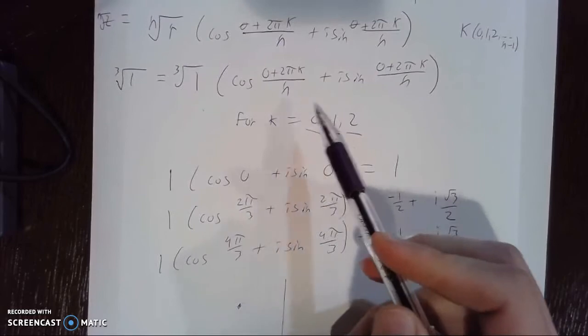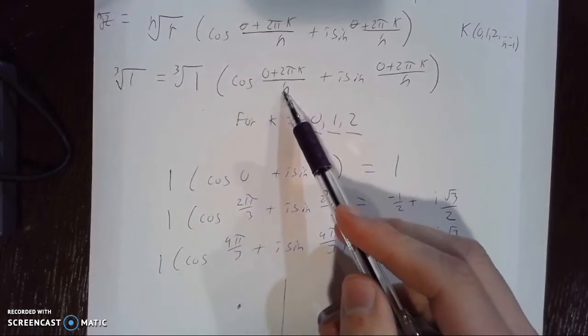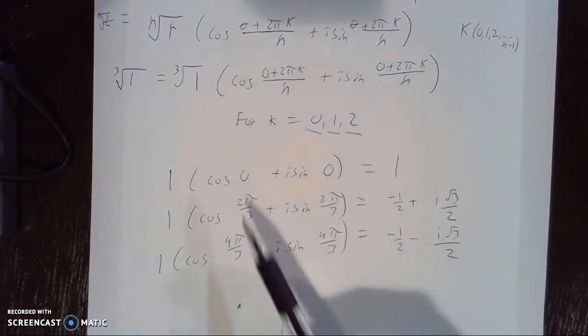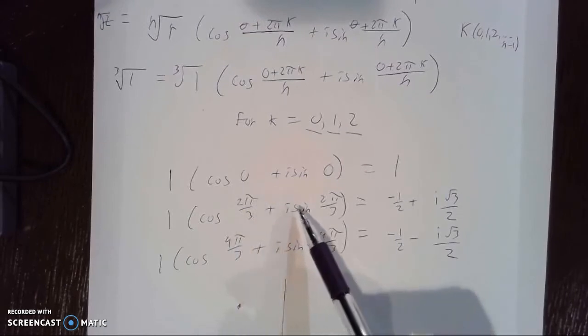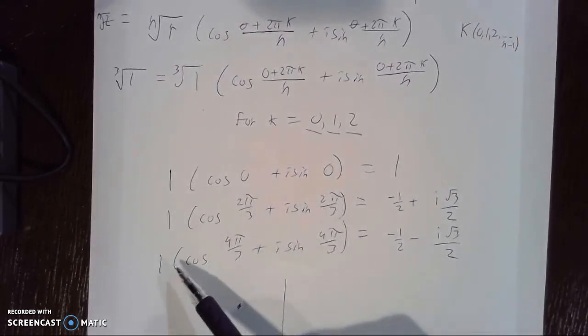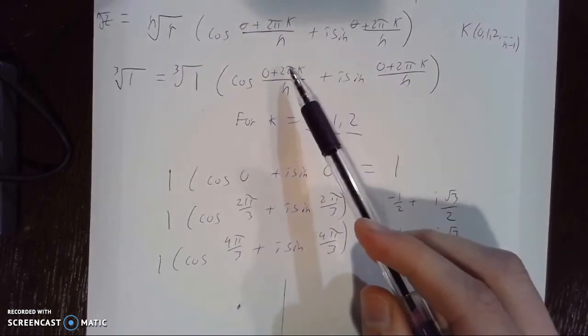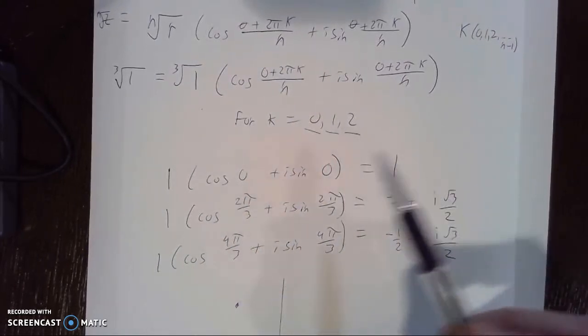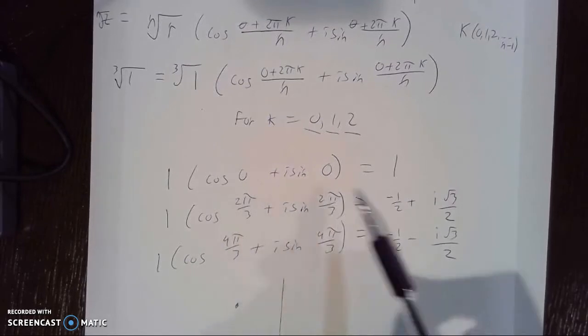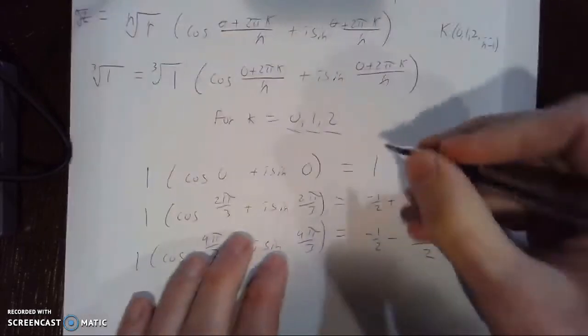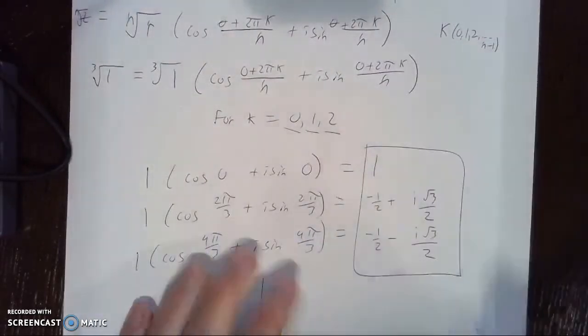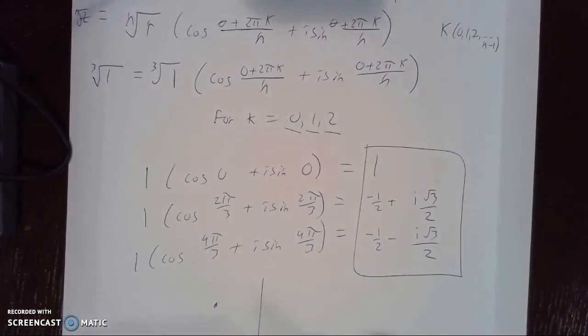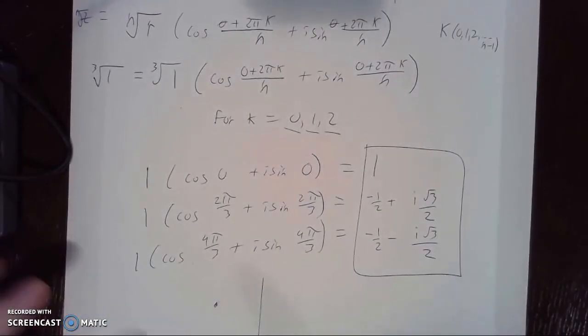Then for k equals 1, we're going to get 2 pi over 3 in each of these places. So we get 1 cosine 2 pi over 3 plus i sine 2 pi over 3. And then when k is 2, you get a 4 pi. So 4 pi over 3, 4 pi over 3. Then if you just work out what those cosine and sine values actually are, here are the 3 cube roots of 1. And you can double check those in your calculator that those all work out to what we want them to.